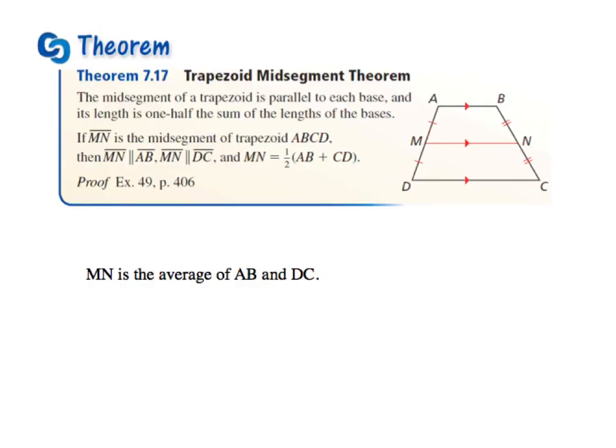The trapezoid mid-segment theorem says that the mid-segment, which goes from the midpoint of one side to the midpoint of the other side, is just the average of the two bases. So you'd add the bases together and divide by 2.